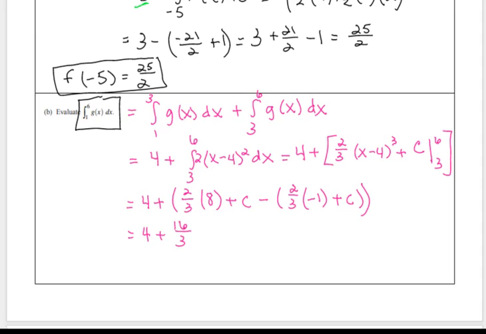We know the c's are going to cancel out. This is going to become -2/3, but it's minus, so it's really plus 2/3. So we get 4 plus 18 over 3. 18 over 3 is 6, so we end up getting 10. So the integral from 1 to 6 of g of x dx is equal to 10.